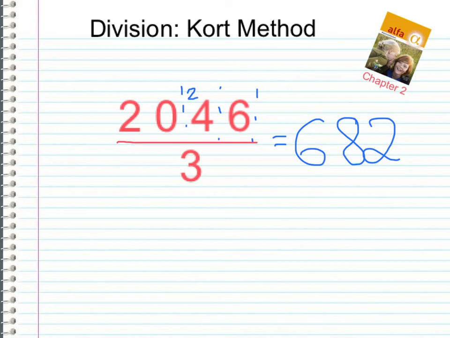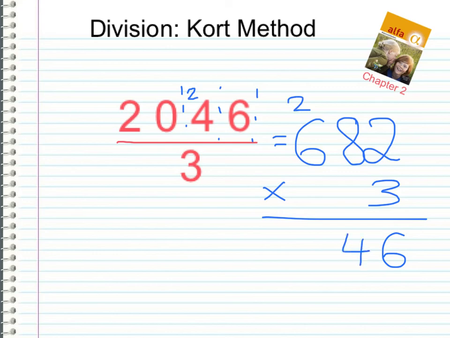And we can use our vertical method to check if we want. 682 times 3. 3 times 2 equals 6. 3 times 8 equals 24. 3 times 6 plus 2 equals 20. And we can see that the answer is the same as the numerator, so we know this is correct.